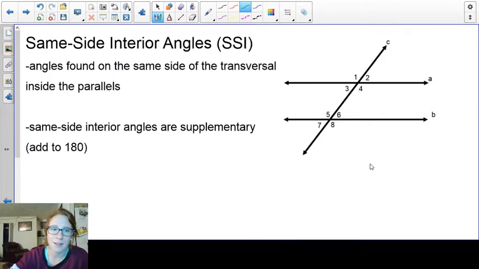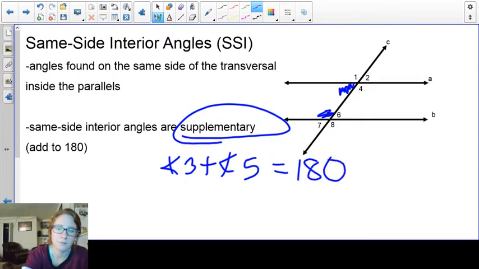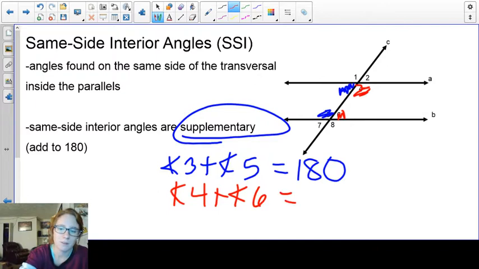Same side interior. They're on the inside of my parallel lines, so say 3 and 5. But these ones are supplementary. That means that angle 3 plus angle 5 will give me 180 degrees. Likewise, angle 4 and angle 6. So angle 4 plus angle 6 will also add to 180 degrees.